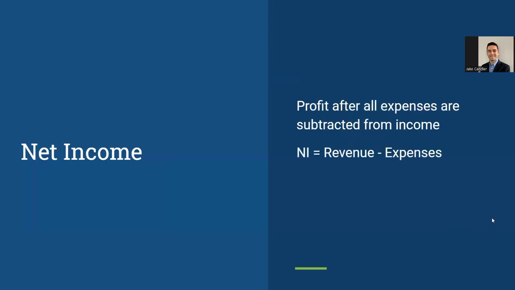Net income. Net income is going to be what I make, or my profit, after all my expenses are subtracted from the income that I made. So if I'm looking at the formula here, it's net income equals my revenue minus my expenses.